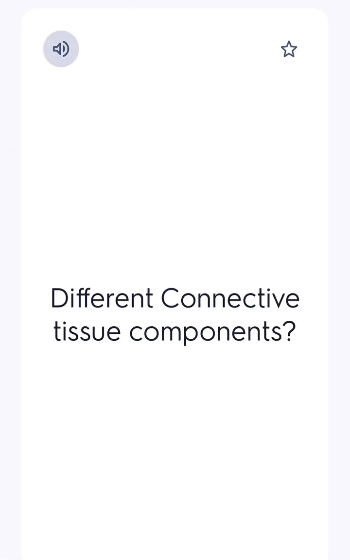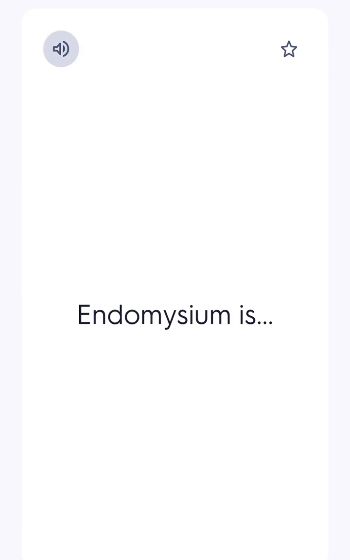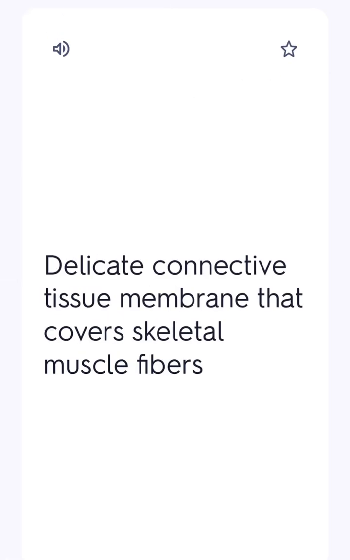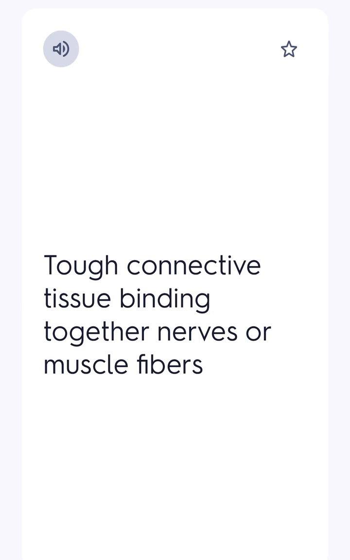Different connective tissue components: 1. Endomysium. 2. Perimysium. 3. Epimysium. Endomysium is a delicate connective tissue membrane that covers skeletal muscle fibers. Perimysium is tough connective tissue binding together nerves or muscle fibers.